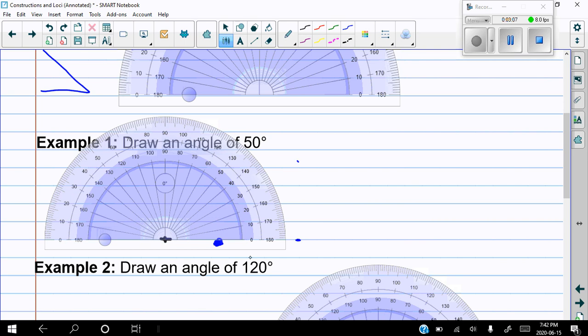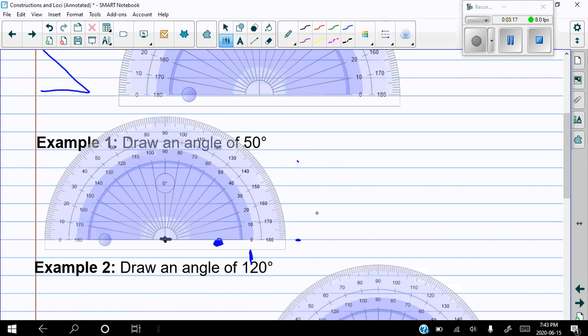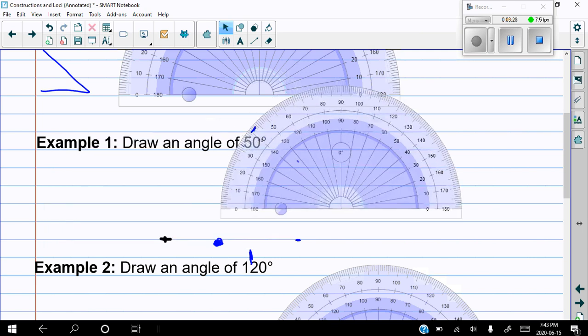So 0 is on our inside, so we want to keep looking at these inside numbers until we get up to 50. And then we can make another dot on the outside of our diagram. Once you've made those couple marks, you may now take your protractor and put it off to the side.